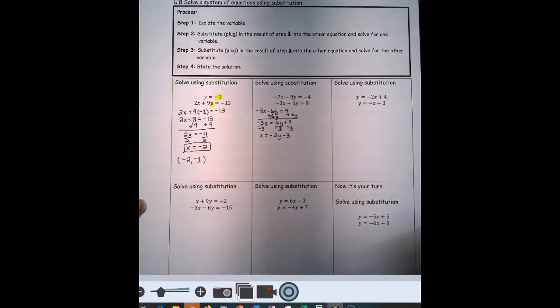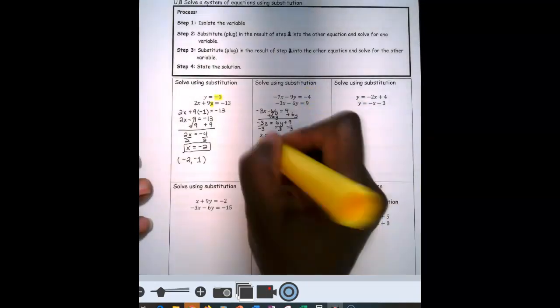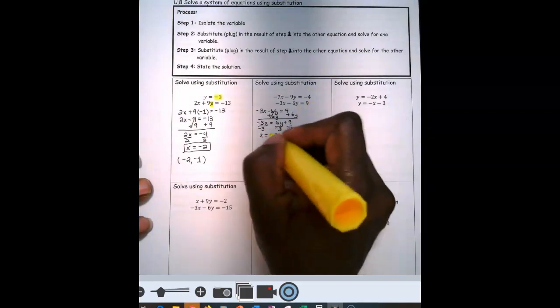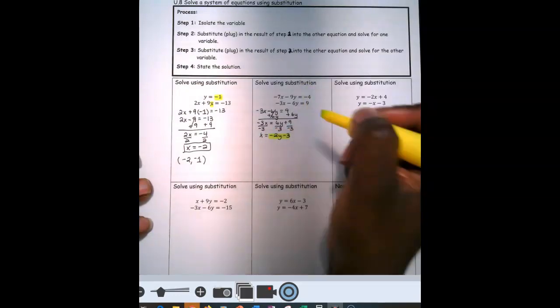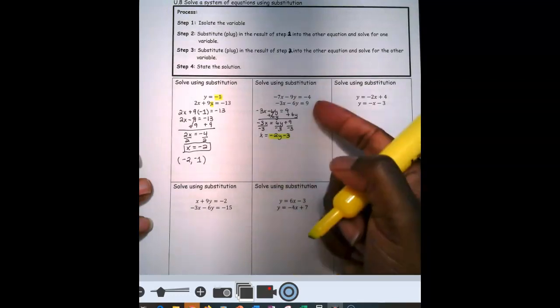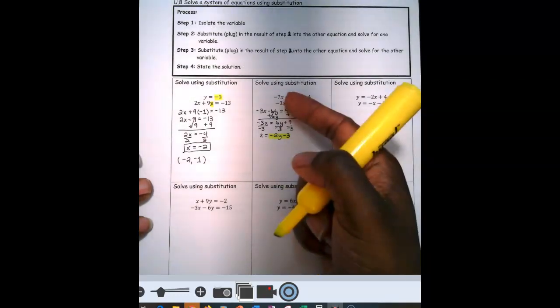So now I know the value of x. And it might look strange to you because it's not a number, but it's okay. Wherever I see x, I'm going to put this in instead. But I'm not going to use the equation that I solved to get x. I'm going to use the second one.